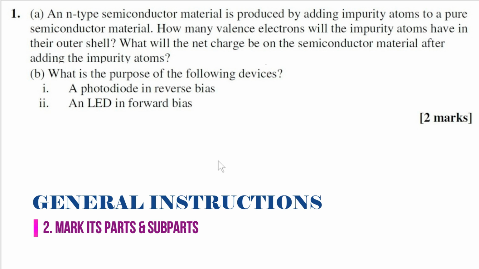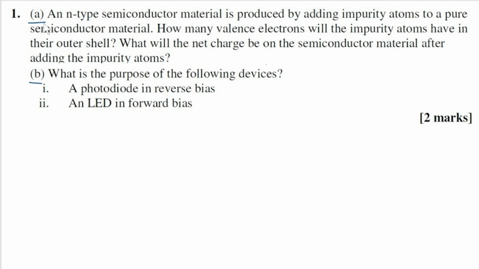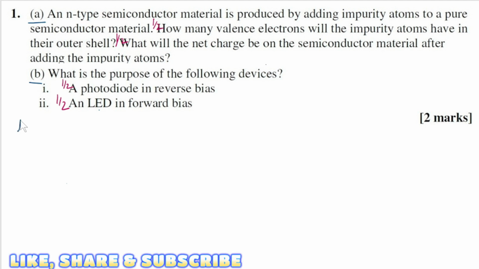In this question, as you read, you will notice it has two parts, part A and part B, and each part has two subparts. Mark distribution should look like this. There are four parts and hence half mark for each. Let's attempt each part carefully.